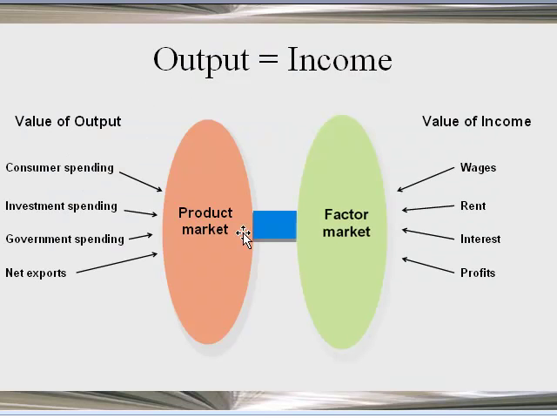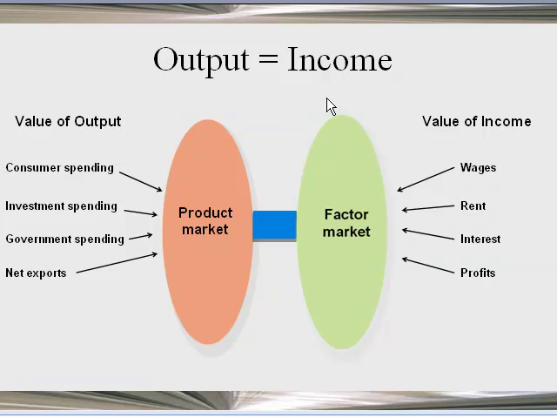So we have two approaches. One is the expenditure approach that we looked at: consumer spending, investment, government spending, and net exports in the product market. We can also look at the other side of it, which is the income. How much did we make in wages? What did we get in rent, interest, and profit? So it's the same thing.